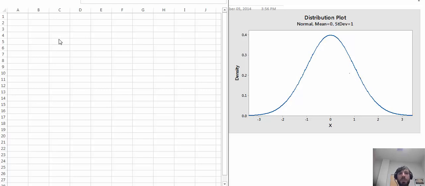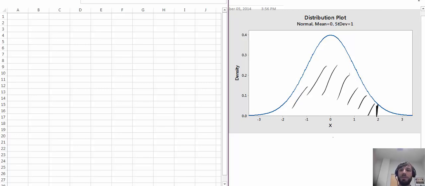Just for the hell of it, here's a quick video about how to use both Excel and MATLAB to compute normal probabilities. So let's suppose you have, here's a picture of a normal distribution with mean 0 and standard deviation 1 in this case. Let's suppose that you wanted to compute a probability associated with this normal distribution. Let's say you wanted to compute this area to the left of 2.